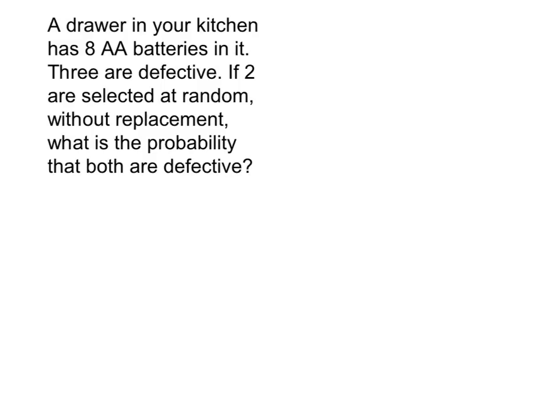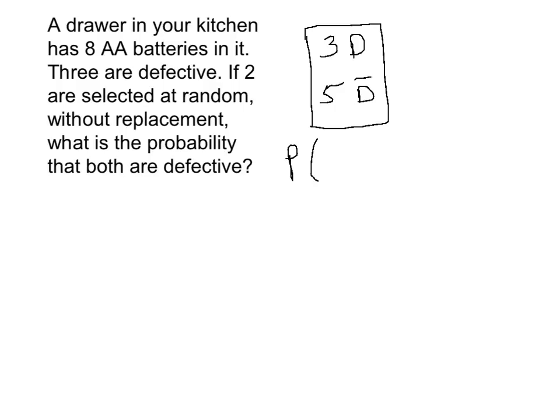A drawer in your kitchen has 8 AA batteries in it. 3 are defective. If 2 are selected at random without replacement, what is the probability that both are defective? So we have a drawer here. It has 8 AA batteries in it, and 3 are defective. That leaves 5 that are not defective. Now we're going to select 2 at random, and we're supposed to find the probability that both are defective.